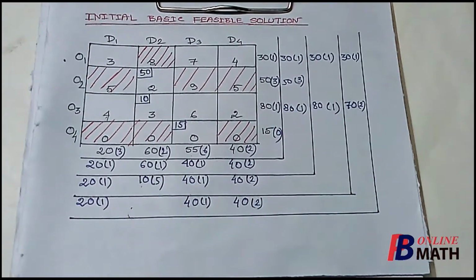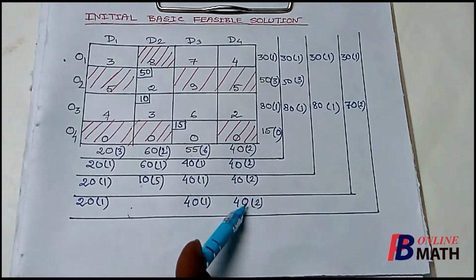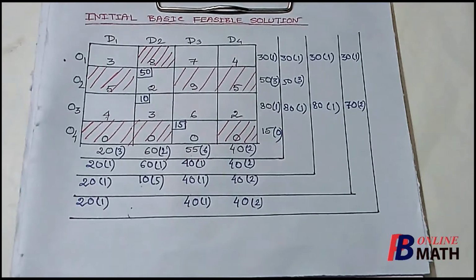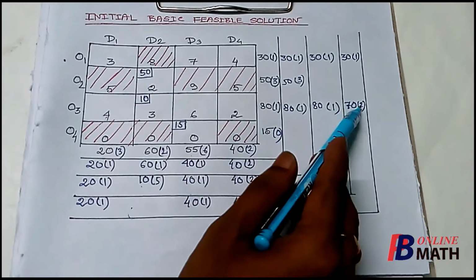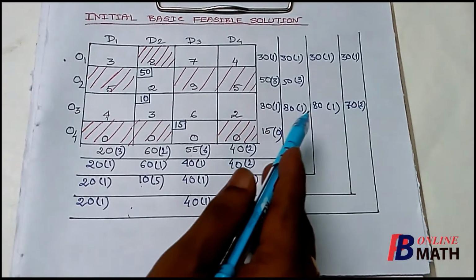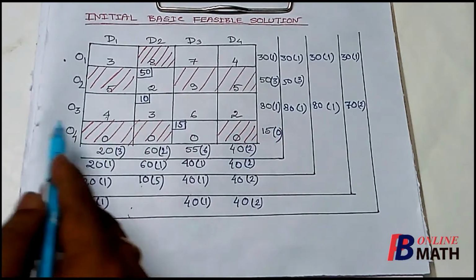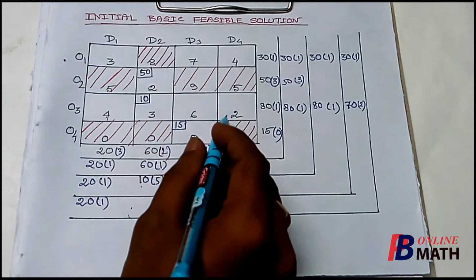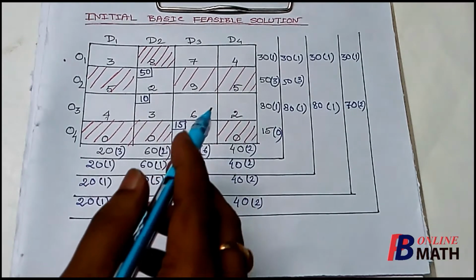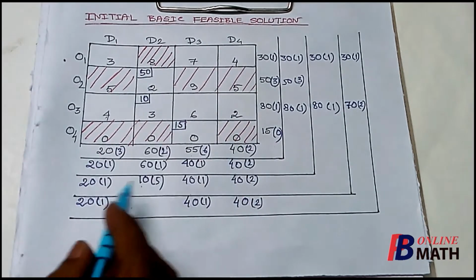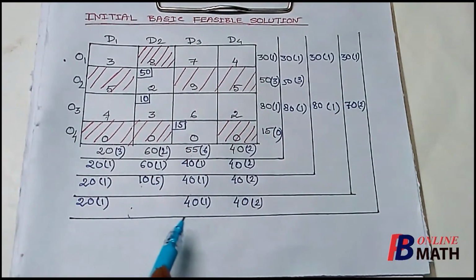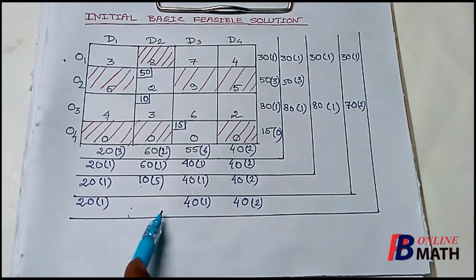So if we check the differences, then we find that the maximum difference is 2, both for this fourth column and for the third row. We can select any one of them. Suppose we are selecting this one, that means the next allocation will be made in this row. For that we find the minimum element of this row, which is 2, so we shall allocate the next value in this cell. For that we have to check the corresponding capacity and demand, out of which this 40 is minimum.